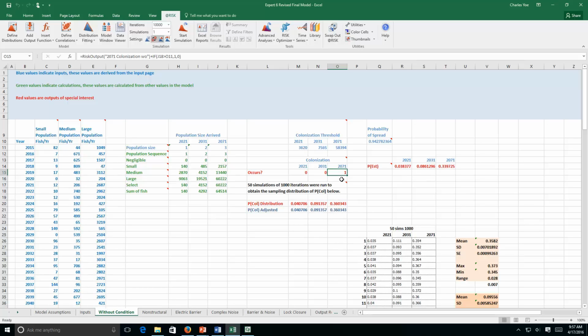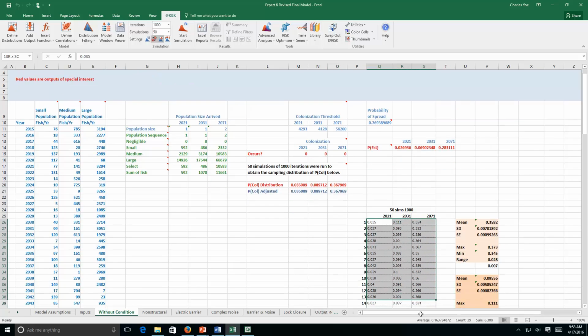So what I would like to know is, what is the probability of colonization? One way I could do that is calculate this 1,000 times, count the number of ones, and that would give me an estimate. But if I did a second 1,000, I wouldn't necessarily expect the same estimate. So what we did here was we ran 1,000 iterations in a simulation, but we ran 50 simulations. We took the estimate from each of those 50 simulations and we copied them here in this space.